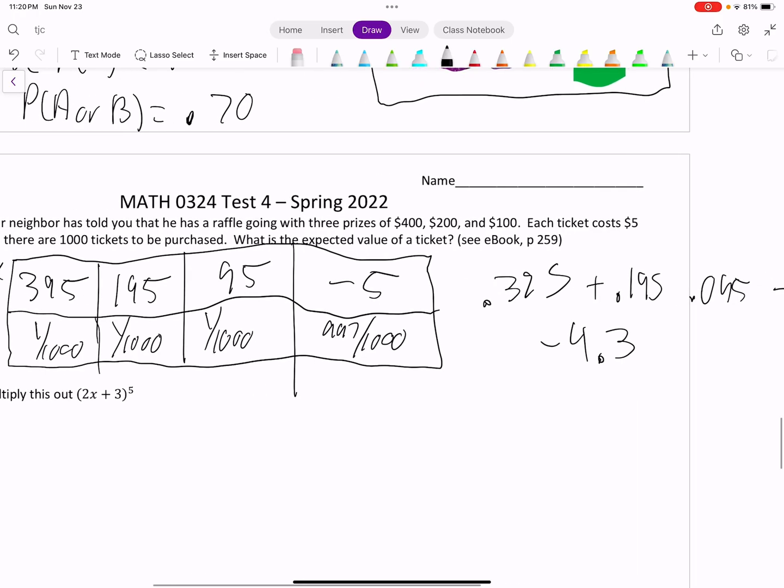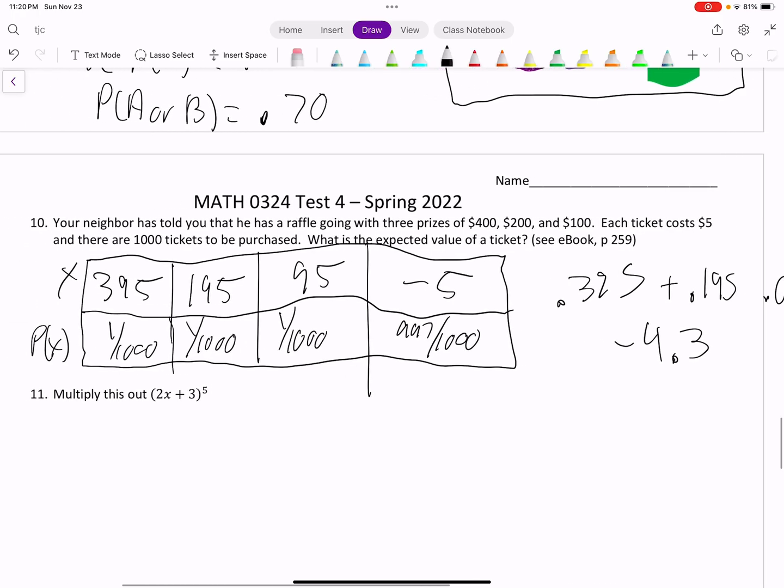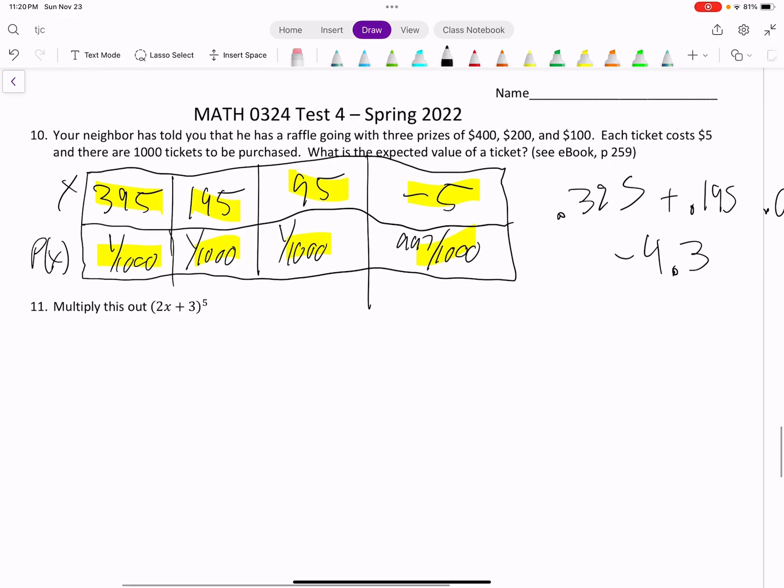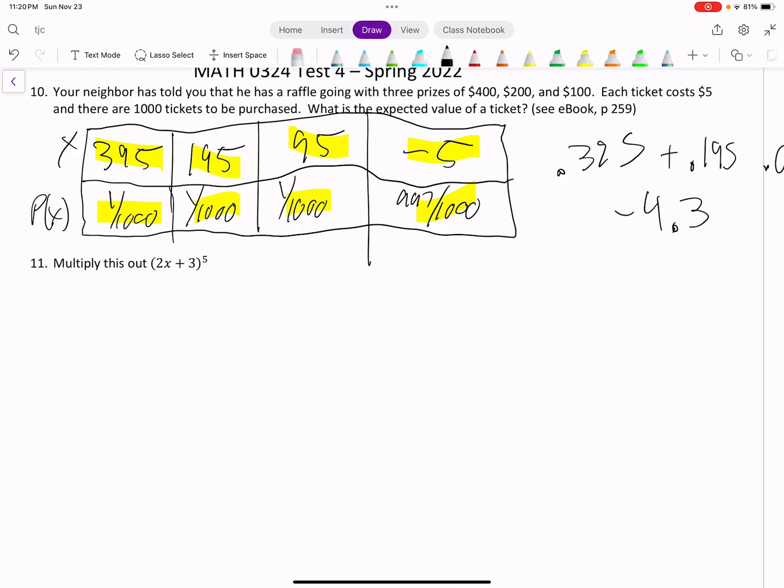So again, how you find your expected value is you multiply the prize by the probabilities on each of them and then sum them, and that'll give you the expected value. Okay, next is we need to solve this binomial expansion problem by using the binomial theorem.